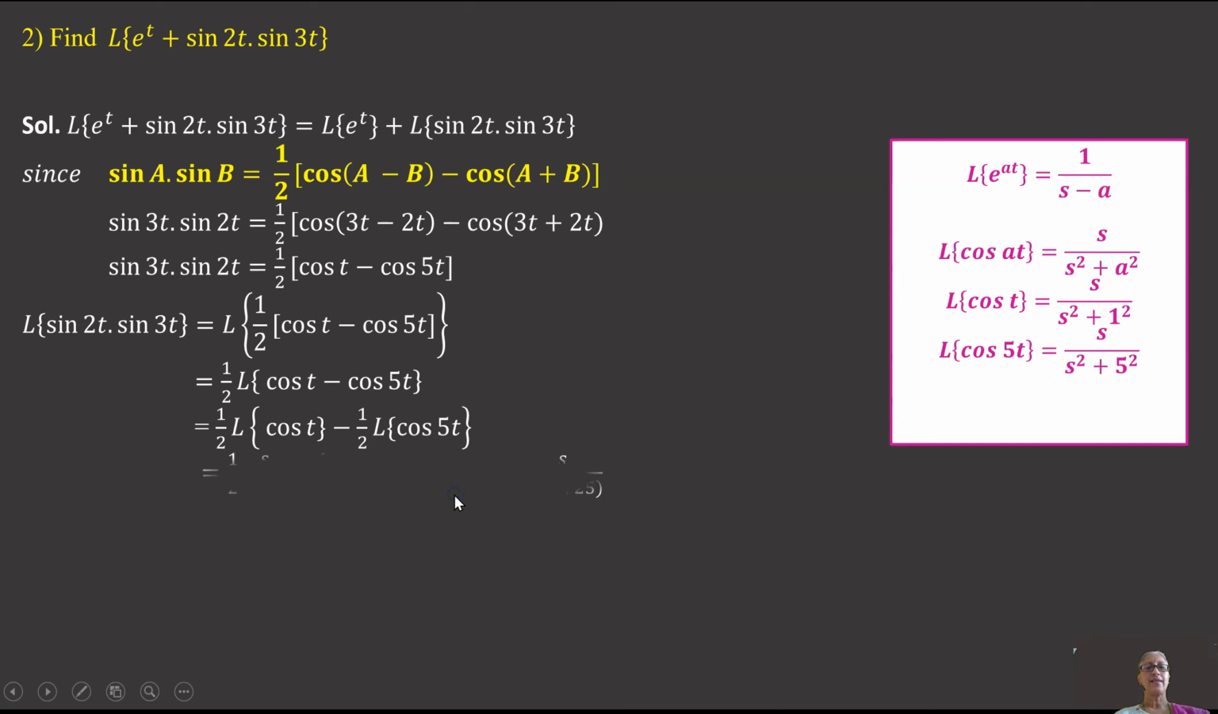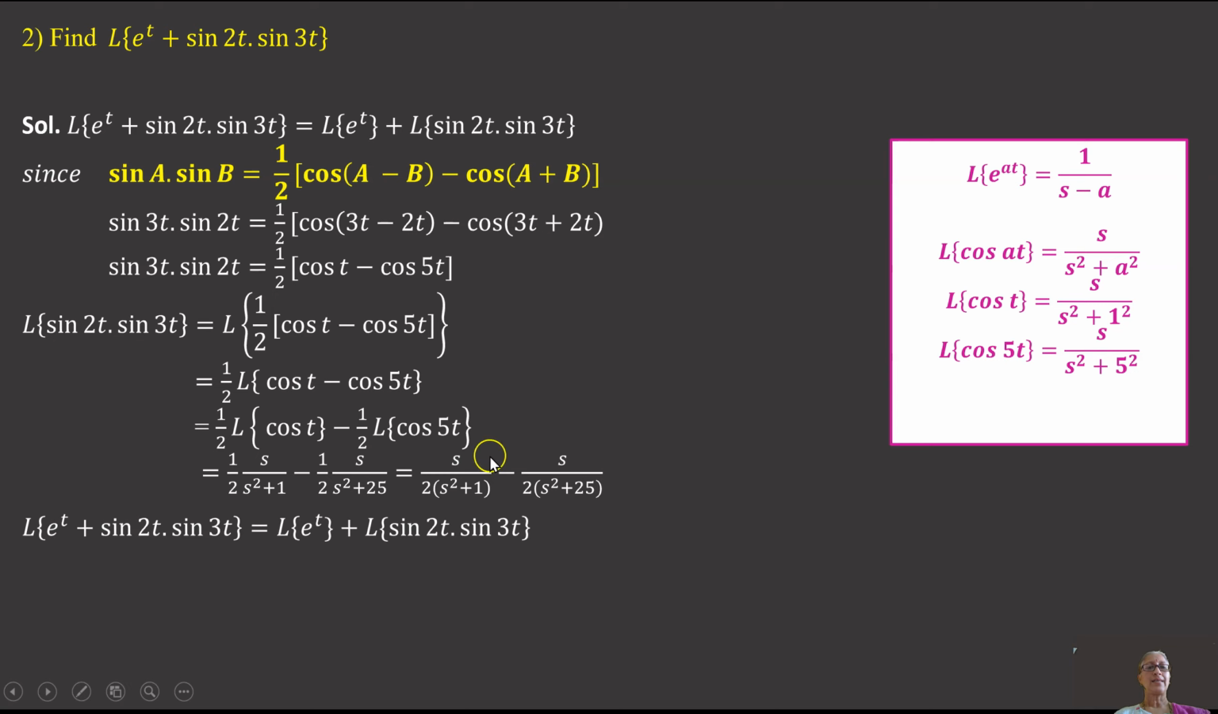So here, if we write those Laplace transforms, we get 1 by 2 into s by (s square plus 1) minus 1 by 2 into s by (s square plus 5 square), that is 25, which is equal to s by 2 into (s square plus 1) minus s by 2 into (s square plus 25).